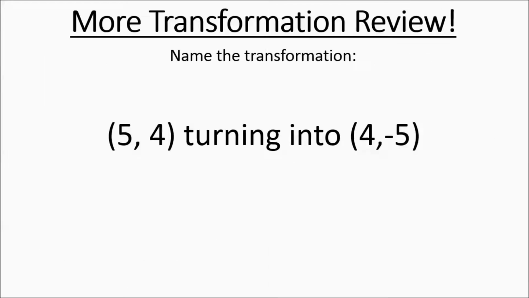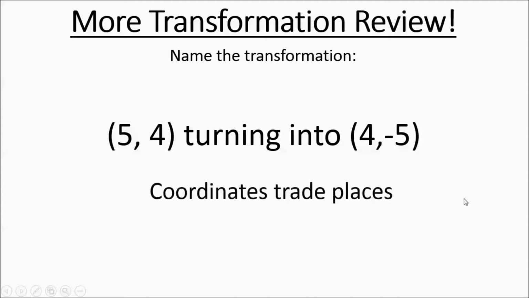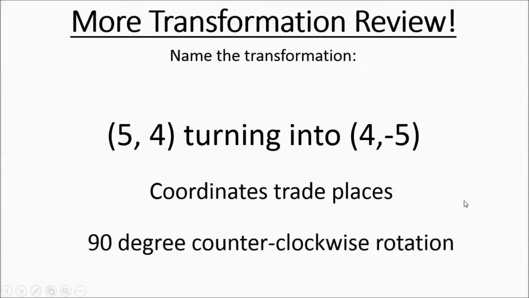So when we have something like this, 5, 4 turning into 4, negative 5, what kind of transformation would this be? They're trading places, so it's going to be a 90-degree counterclockwise rotation. It was in quadrant 1, and then it went to quadrant 2.